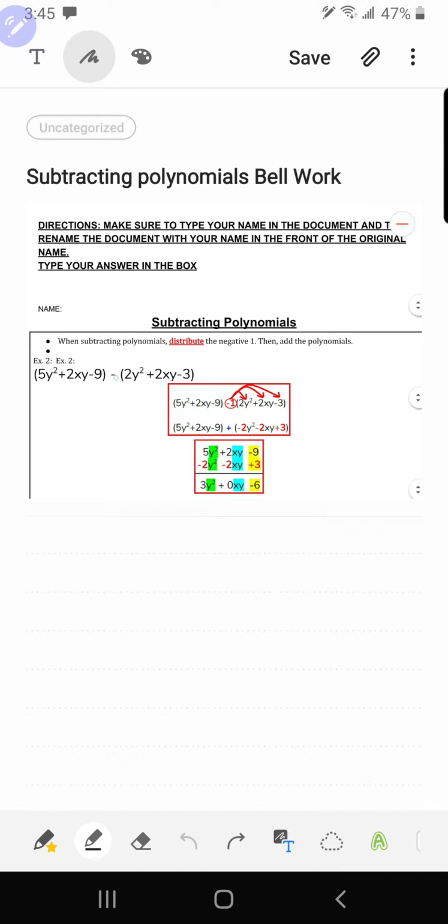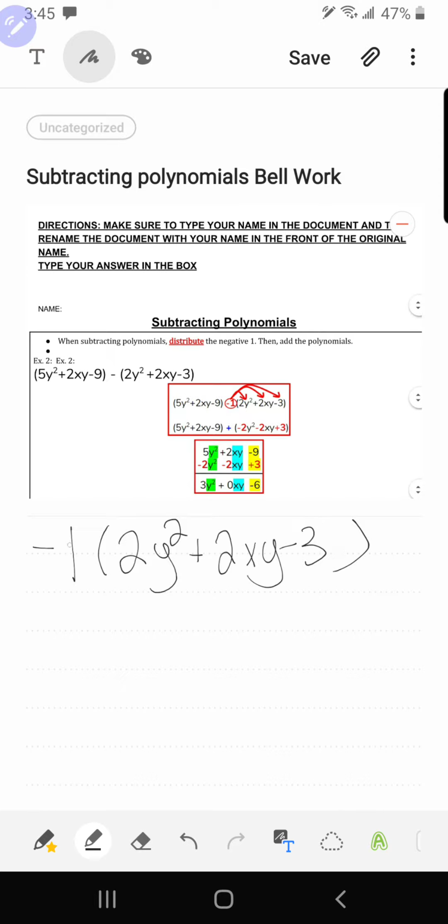So what you're going to do is distribute the negative, which in this case will be an imaginary 1 right here, to everything inside the parentheses, as seen here. For example, we're going to take this part right here and do negative 1 times 2y squared plus 2xy minus 3. And we're going to distribute that negative to everything inside.